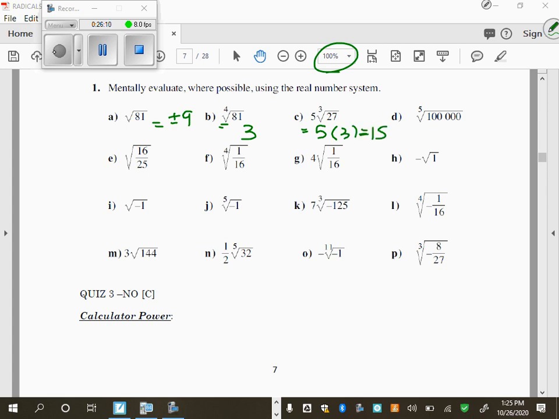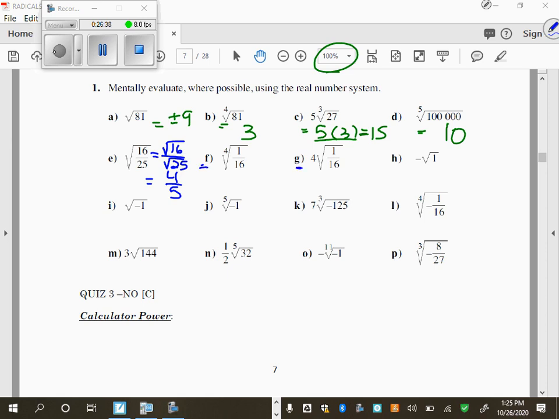Again, please show your work. You have to show me this before you give me 15. Otherwise, you won't get full marks. This row, 5th root of 100,000. 10 is correct. This one, square root of the numerator divided by the square root of the denominator. 4/5. Perfect.